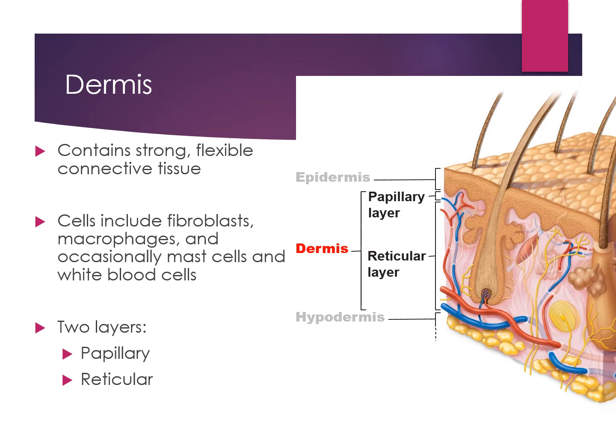The dermis consists mostly of strong, flexible connective tissue like areolar tissue or dense, irregular connective tissue. Cells that you find in this layer will include fibroblasts, macrophages, and occasionally mast cells and white blood cells, which are cells of the immune system. Your dermis has two main layers, the papillary layer, which is superficial, and the reticular layer, which is deep.